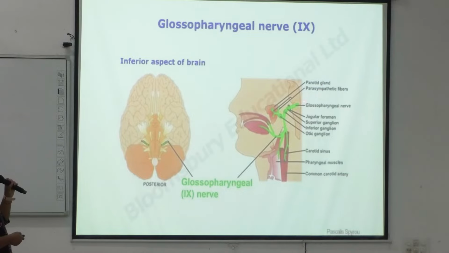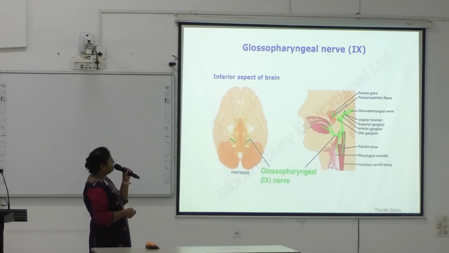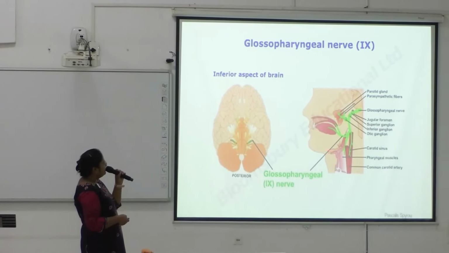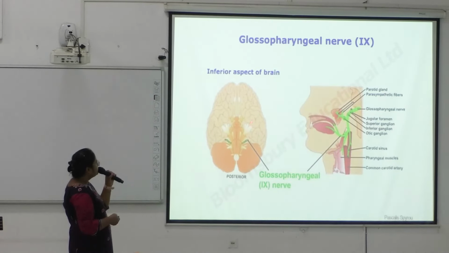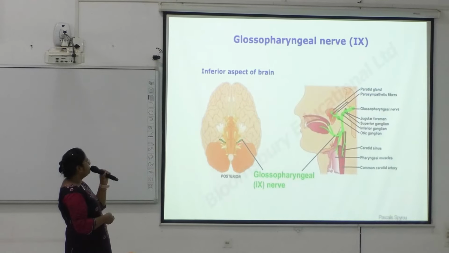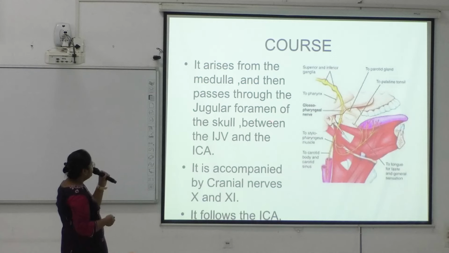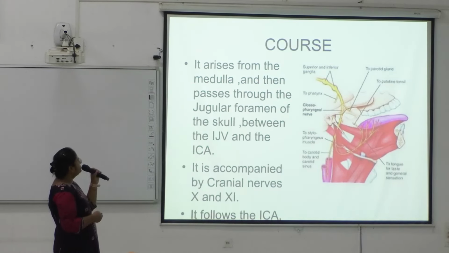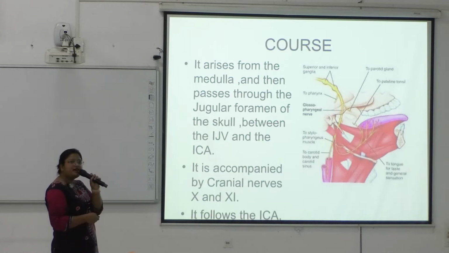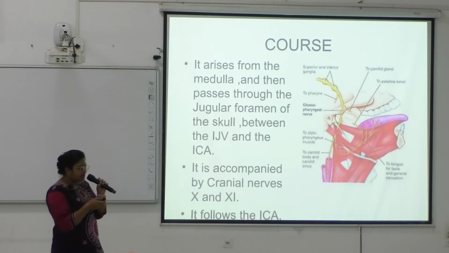See here the course of it. It is supplying the pharynx, giving its supply here. And it is coming out at the pontomedullary junction. Through the jugular foramen pass the 9th, 10th and 11th cranial nerves.